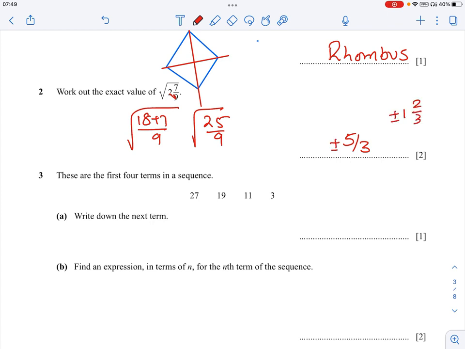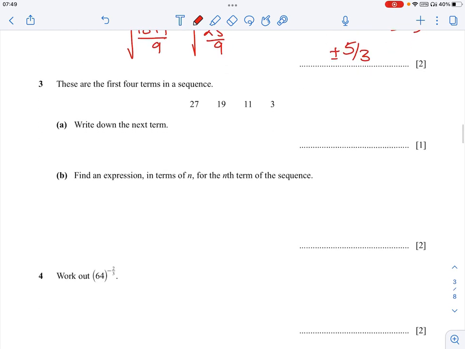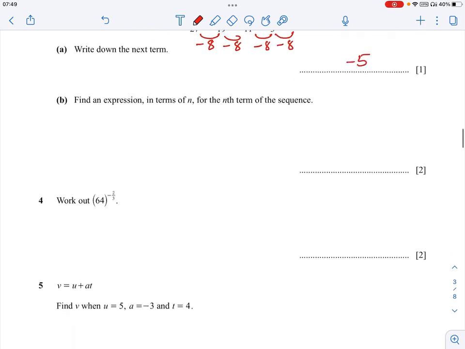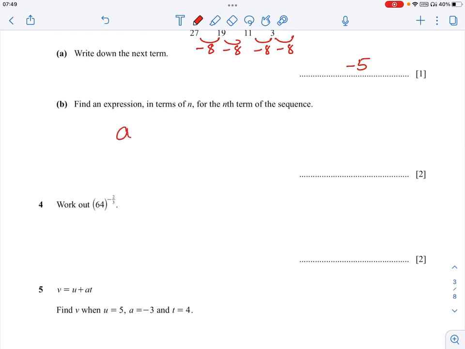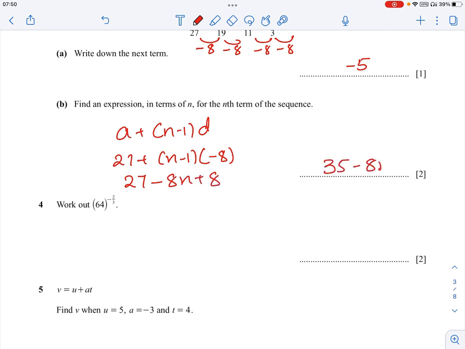Now these are the first four terms of the sequence. Write the next term. We can see that the difference is going to be negative 8, minus 8, minus 8. So 3 minus 8 is negative 5. Find an expression. For that, a plus n minus 1 times d. A is 27, the first term, and n minus 1 times the common difference, which is negative 8. 27 minus 8n plus 8. So it becomes 35 minus 8n.